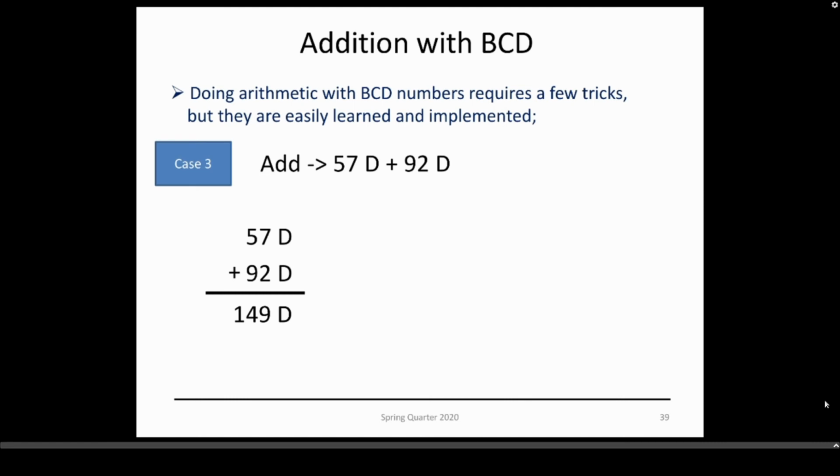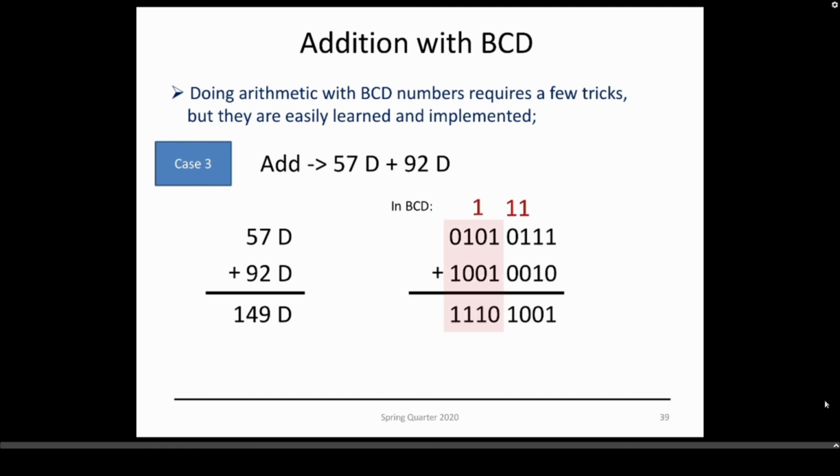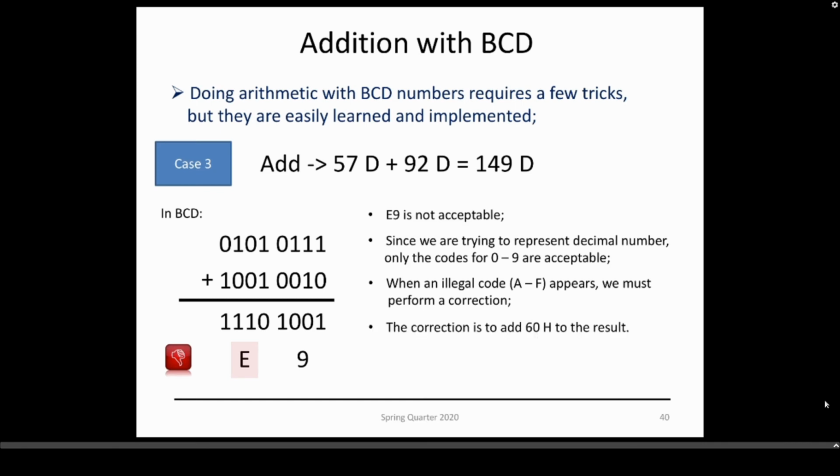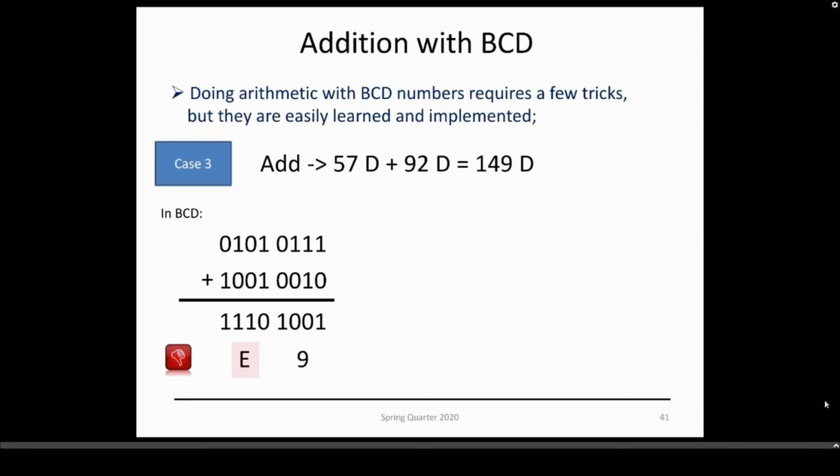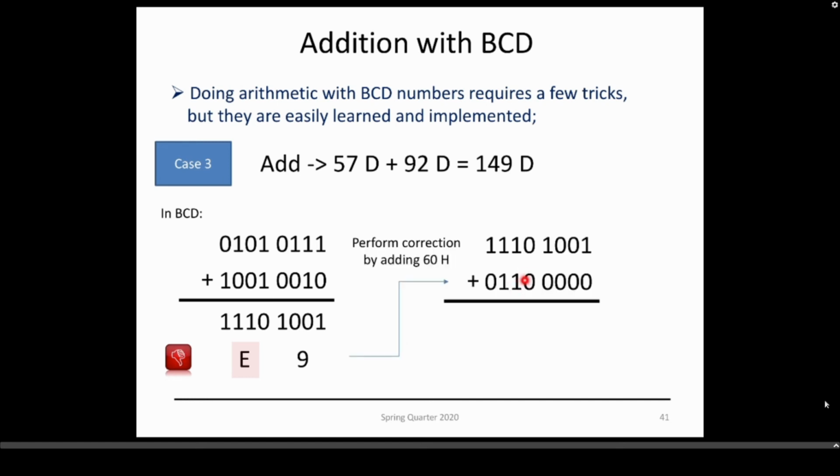Let's go over case 3. 57 plus 92. So I represent the 5 and the 7, the 9 and the 2. I apply normal addition and I get E9. I need to fix this problem because I get a letter. How do I do that? Well, we already know that we're going to add 6 to the place where we're having problems. So I pick up this result, put it over there, and add 6 where I have the problem with the letter. Apply the normal addition, and my answer is 149. That's correct.